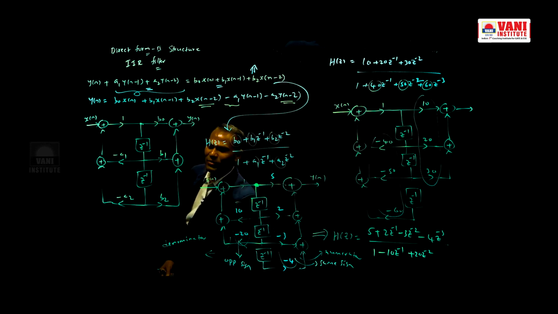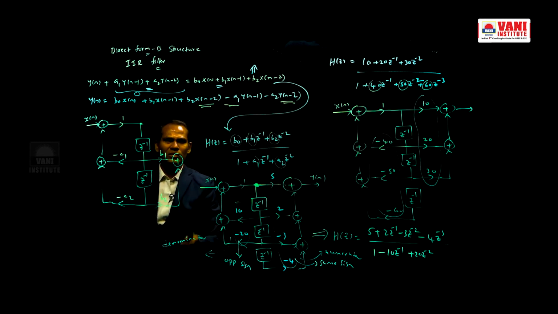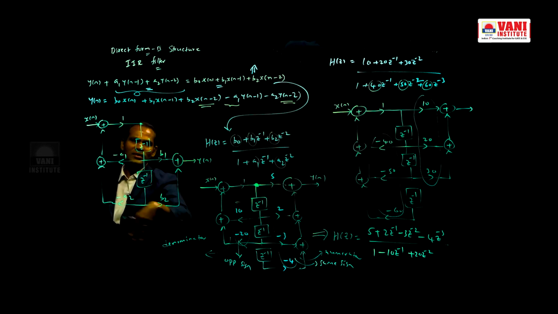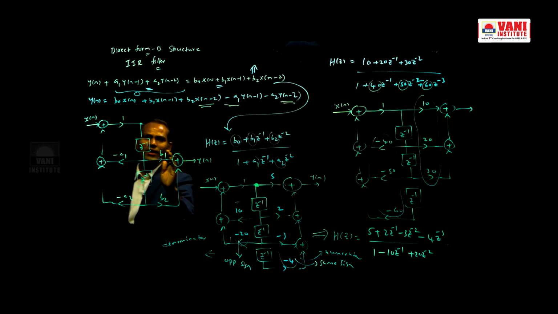Sometimes what happens is, in this direct form 2 structure, this part may be absent. Suppose y(n) is given like this, then the procedure is the same. Always this part is the numerator and this part is the denominator. First, always identify the terms in the path from this point to the output.